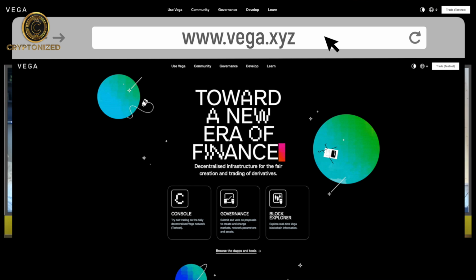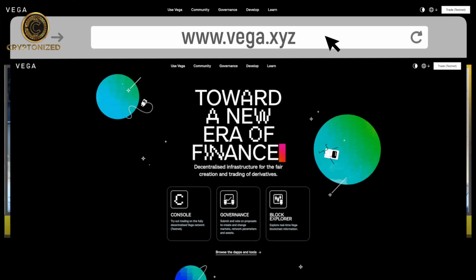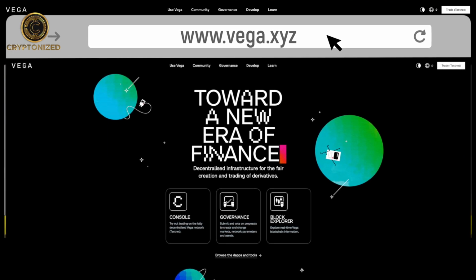Okay, and what is the Vega Protocol? So Vega is a protocol for decentralized trading of derivatives and other margin products. So it's a decentralized exchange, a DEX. It's completely non-custodial and it's completely community owned and operated.